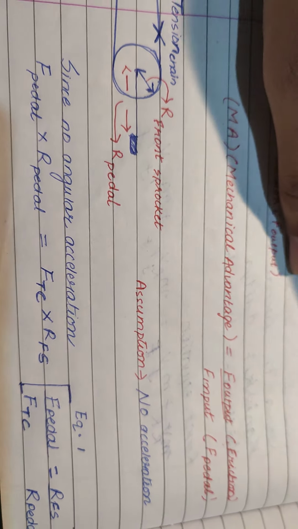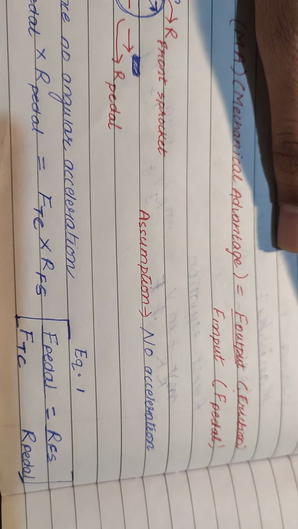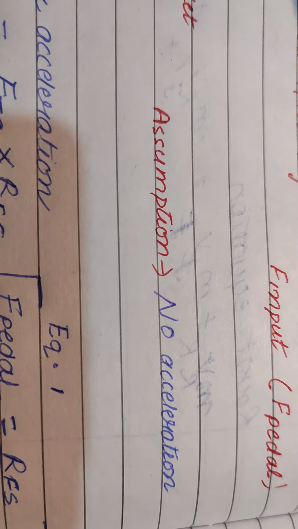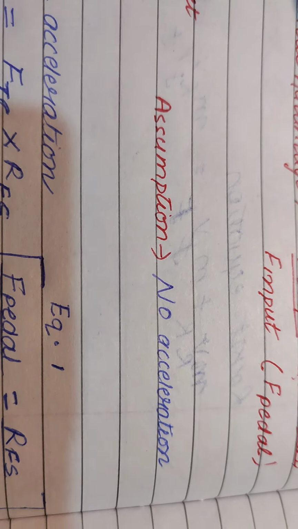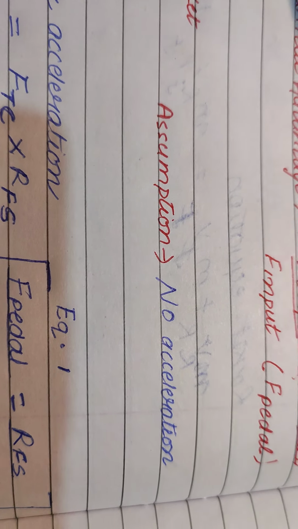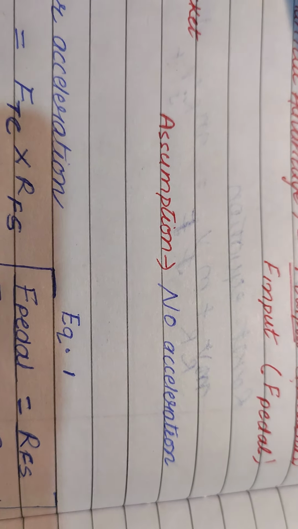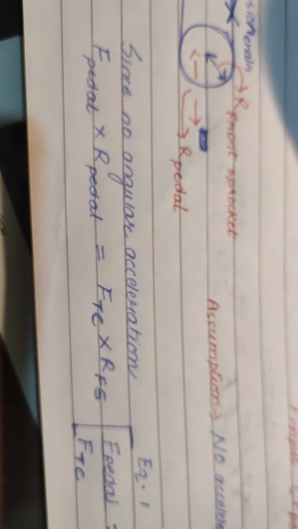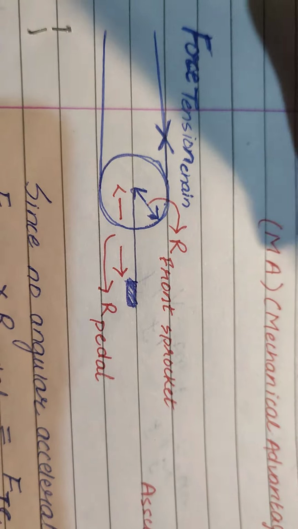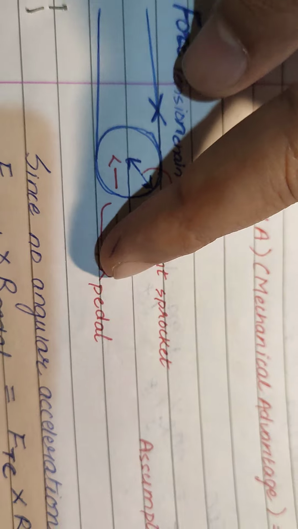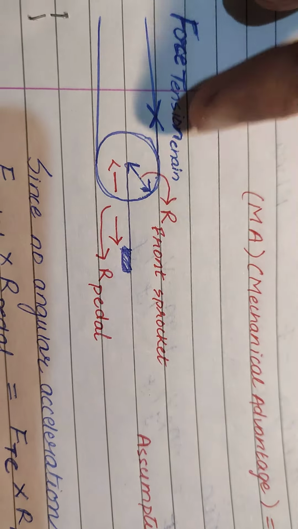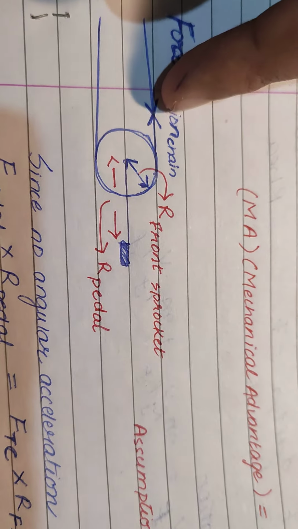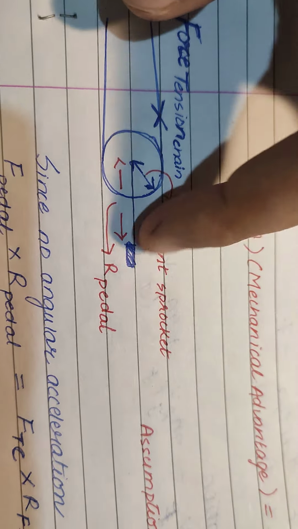Now if we want to find the mechanical advantage and a relationship between F output and F input, let's take some assumptions. The first assumption is that there is no acceleration, which means this is an already moving bicycle that is not accelerating. Whatever angular velocity or translational velocity it has stays as it is. If that is the case, whatever torque is being applied by the pedal must be equal to the torque applied by the chain. Since both torques cancel out each other, we get zero angular acceleration.